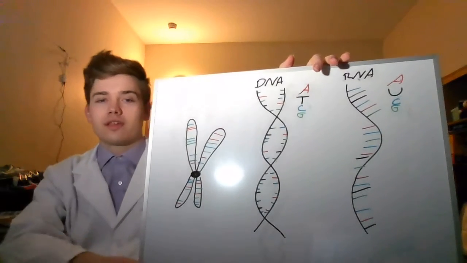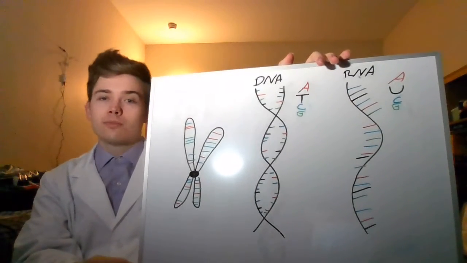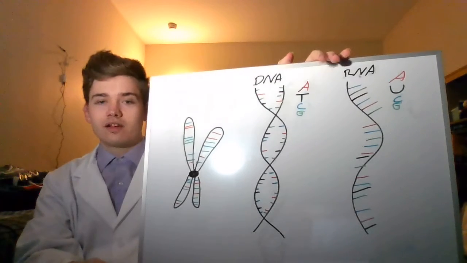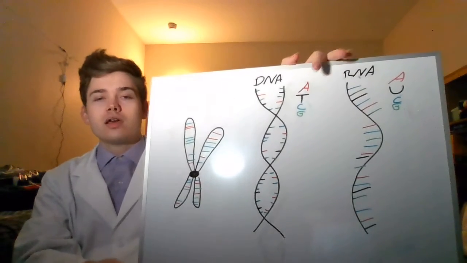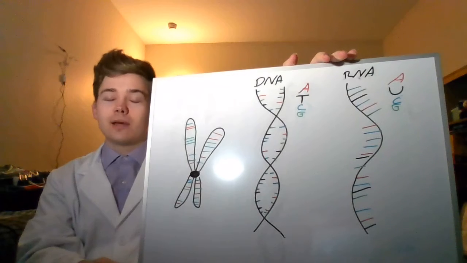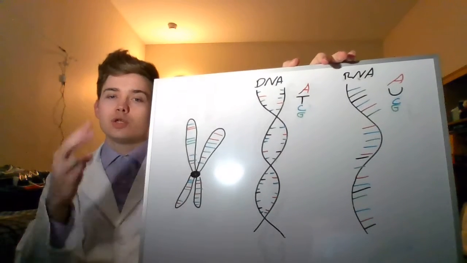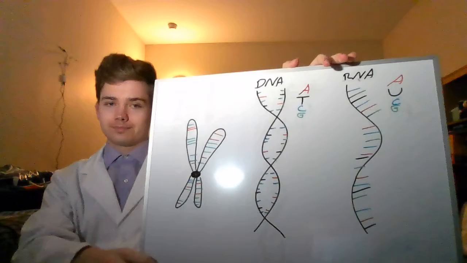DNA is basically the blueprints for you. Many things that you're born with, or things that might develop later on in life, come from your DNA. So DNA comes in the shape of a double helix. That just means it has two strands that kind of twist around each other.